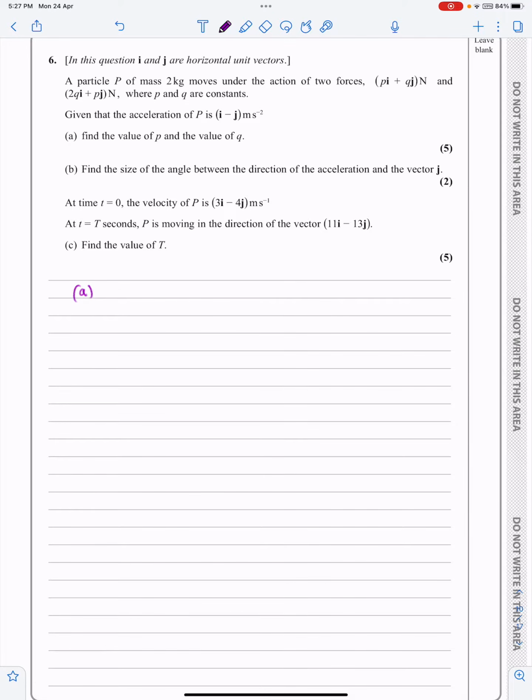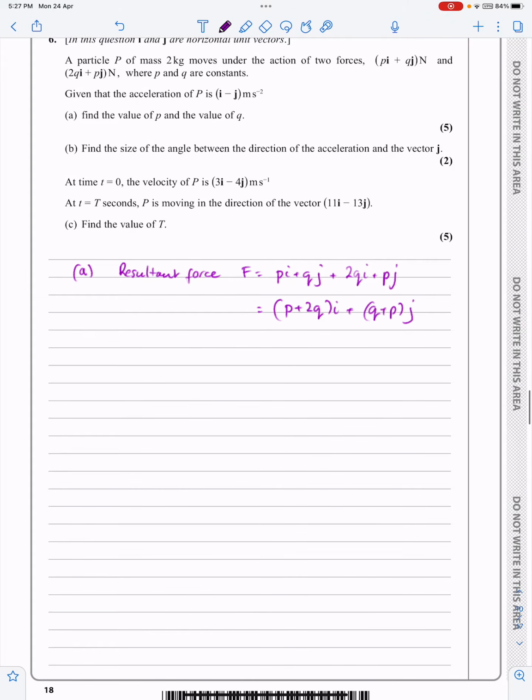Okay, so this is an F equals MA question, and what we need to do first of all is to work out what F is. F will be the resultant force, so let's work that out. So the resultant force F is going to be these two forces added together. So we've got PI + QJ, and we've got 2QI + PJ, so let's tidy those up. That's (P + 2Q)I, and it's (Q + P)J. Okay, so that's my force in F equals MA.